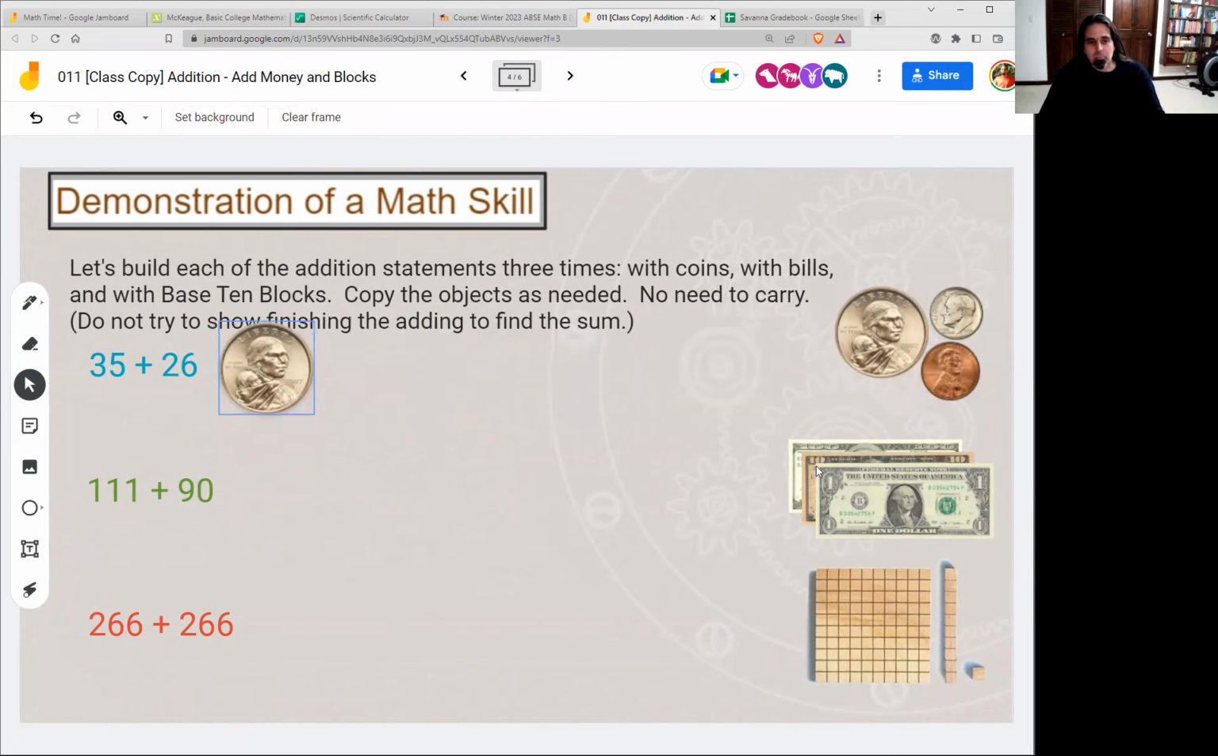And someone be the money person. And for 111, then I could put in my 100, my 10, my 1, and so on. And then somebody be my block person and make copies of the blocks and put them. So hopefully for each of these, I'm not sure if we'll have room, but we're trying to make each of these addition statements in all 3 ways. And if it doesn't fit, that's okay.